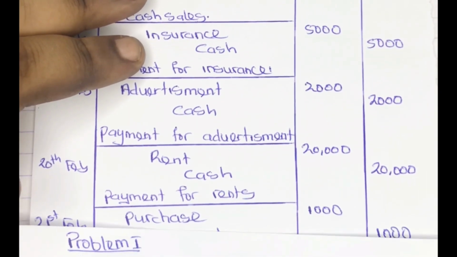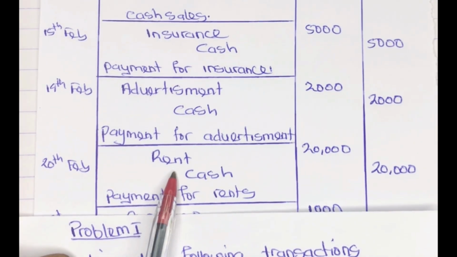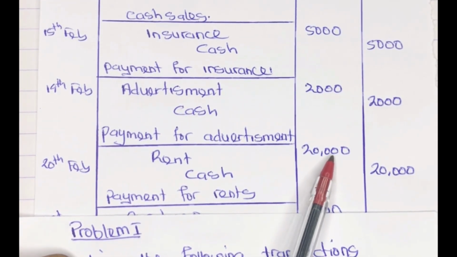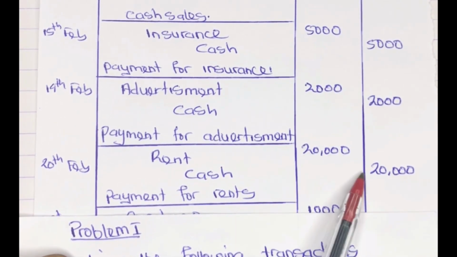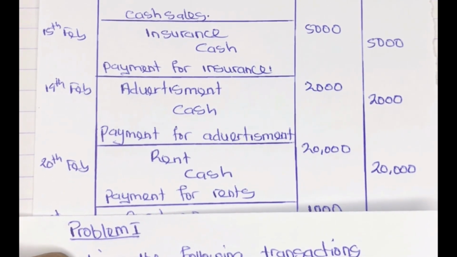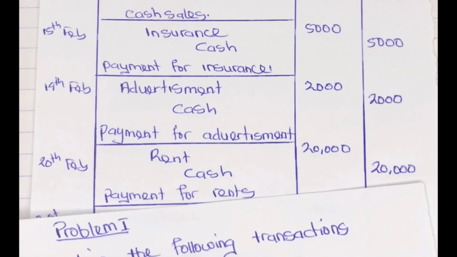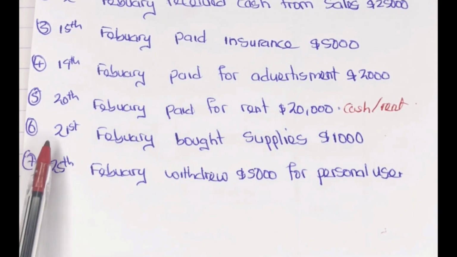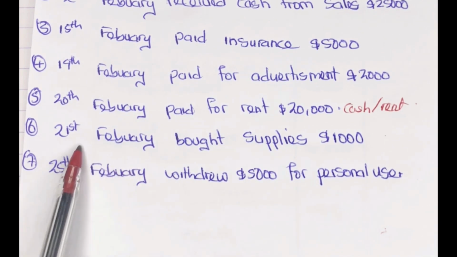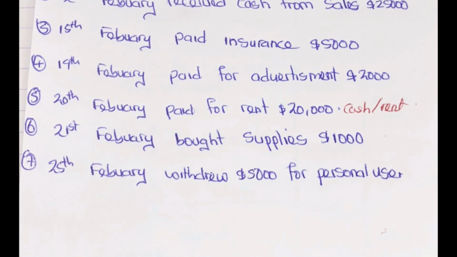So we debit rent and then we credit the cash account with 20,000 and 20,000. That is respecting the double entry principle. The debit must be equal to the credit. So the next one is we bought supplies. That is the sixth transaction. February 21st, bought supplies, $1,000.